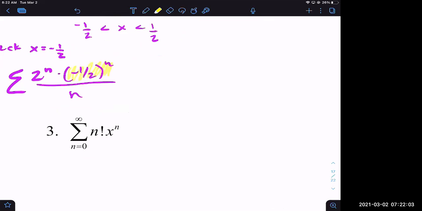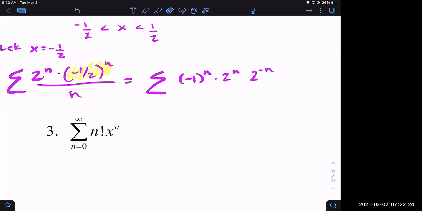I see the alternating piece, so I'm going to just pull out a -1 to the n. The negative is just alternating. I still have the 2 to the n. That's this 2 to the n. But 1/2 is the same as 2 to the -n.